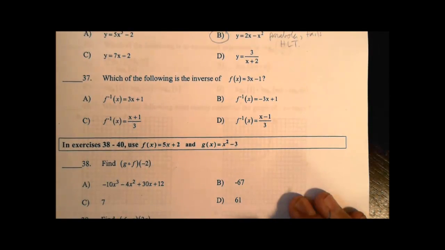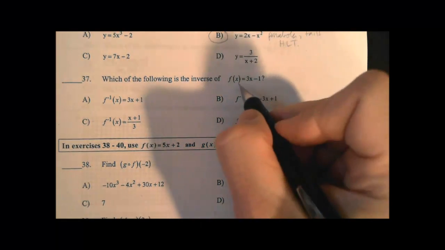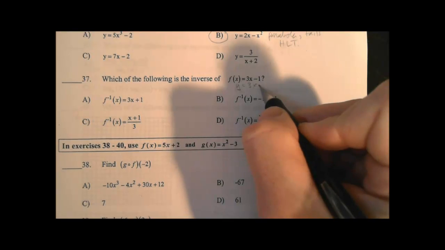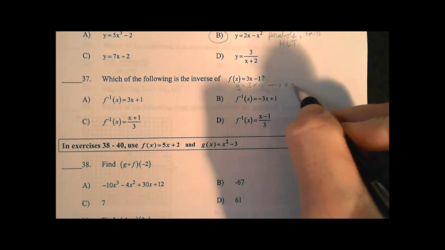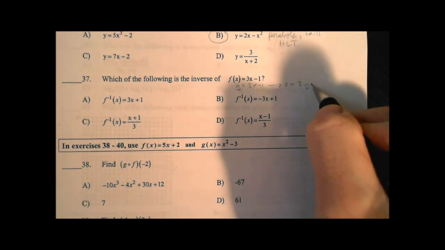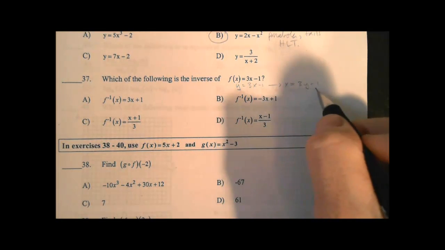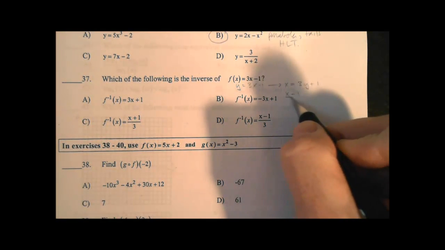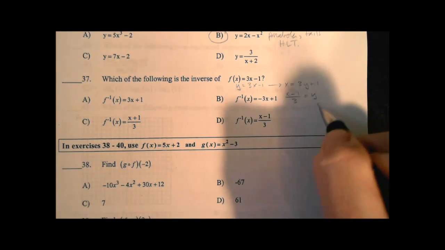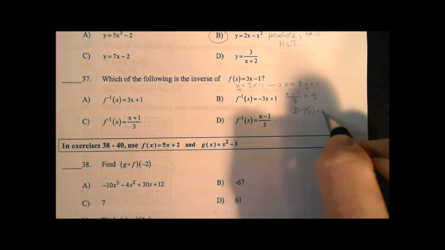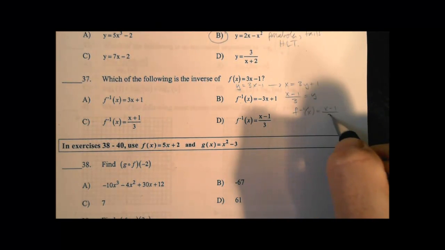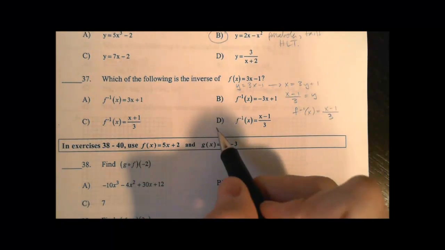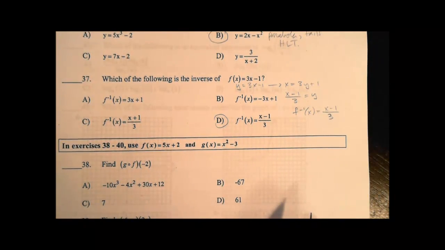Number 37, which of the following is the inverse of this? And again, the easiest thing is probably just to find the inverse. The inverse looks like 3y plus 1, and to solve for y, x minus 1 over 3. And so f inverse of x should be x minus 1 over 3. And we see D is the correct answer.